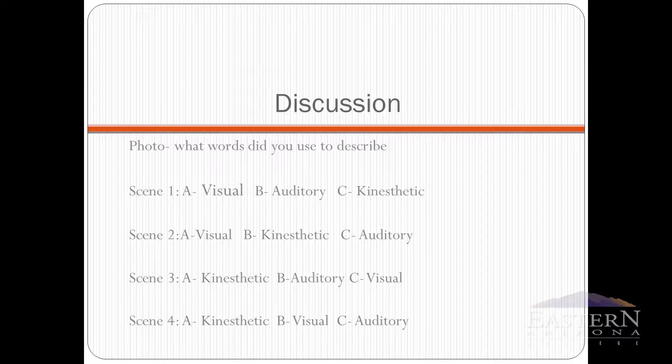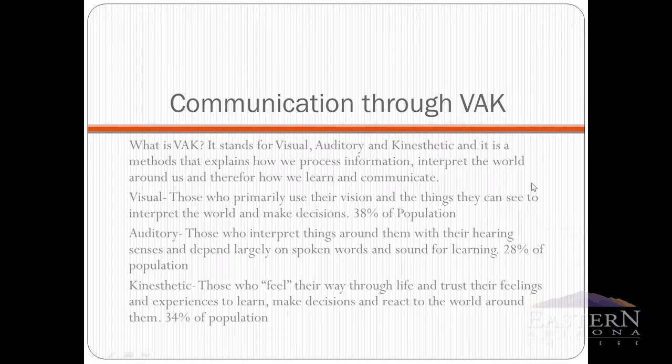So what does this really mean? What does this have to do with anything? You're going to find that there are lots of different ways that people talk about how we communicate with each other, through the color scheme, or our love languages, or so many different things. But communicating through VAC, or visual, auditory, and kinesthetic understanding, is just one of many ways that we can use to help us better understand who we're communicating with and how we can reach them at their level.